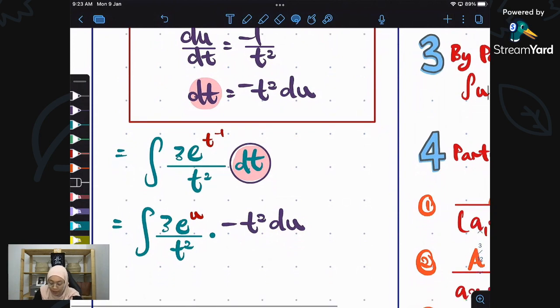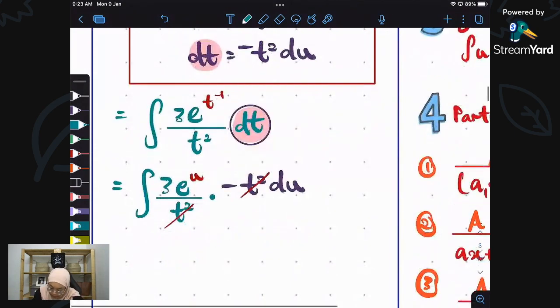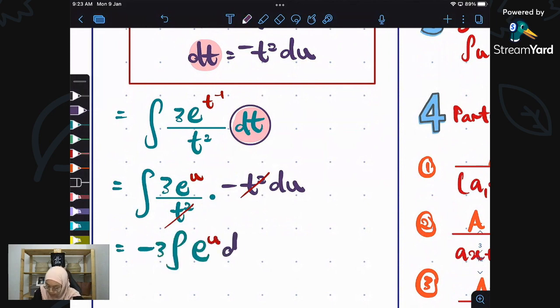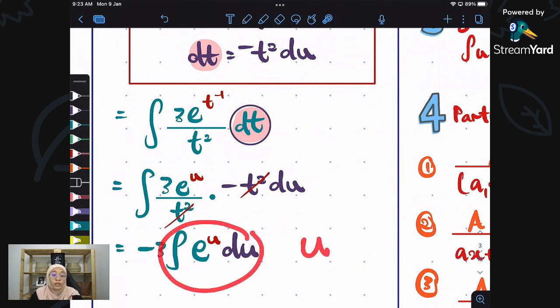And I will see something, oh, there's t squared. On top there is t squared, at the bottom also t squared. And so I can cut it. What remains is everything in the form of u only. See? It's magic. Everything turns out to be just the letter u. That is what we want.